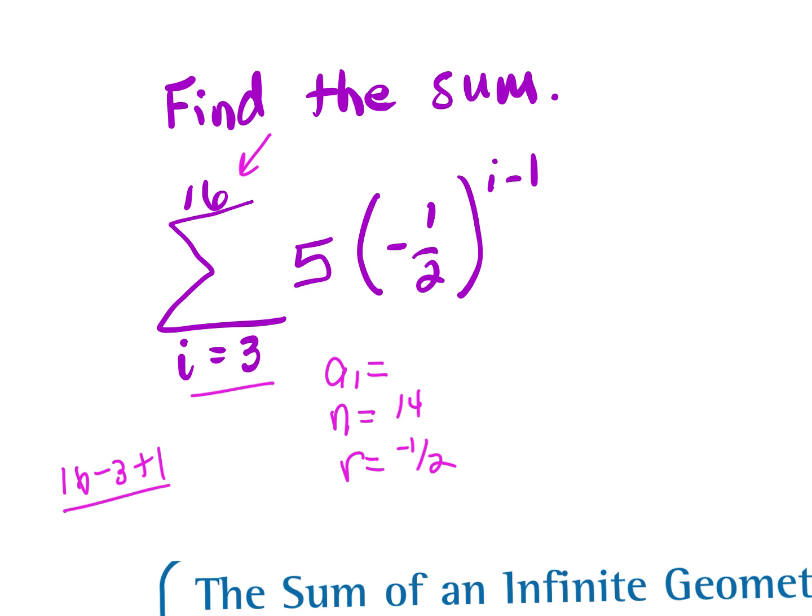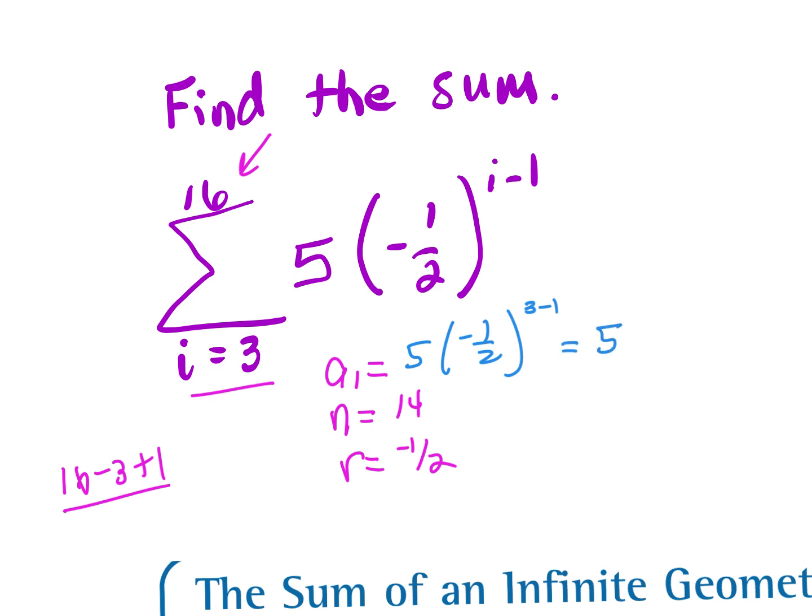How do I figure out what a sub 1 is? You plug in. What do I plug in? Perfect. To find the first term, you don't always plug in 1. You plug in whatever number they're telling you to start with. So this would be 5 times -1/2 to the 3 minus 1. Now, guys, this is in fraction form, correct? It needs to stay in fraction form.